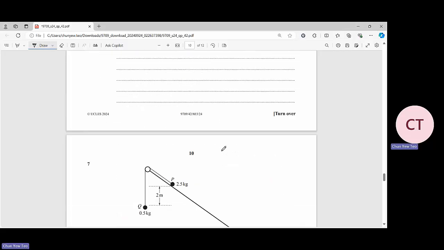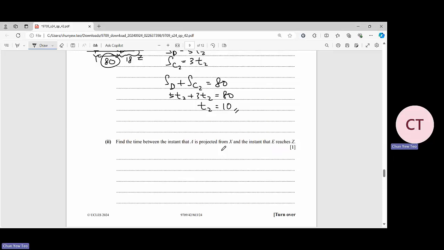Now we're moving to part C2. Find the time between the instant A is projected from X and the instant that E reaches Z. Okay, E reaches Z.